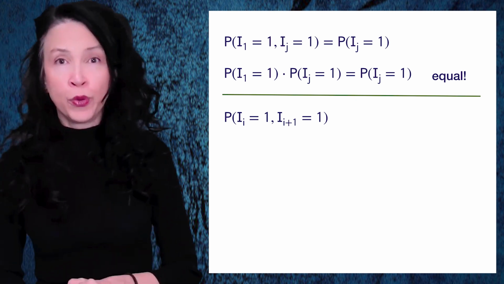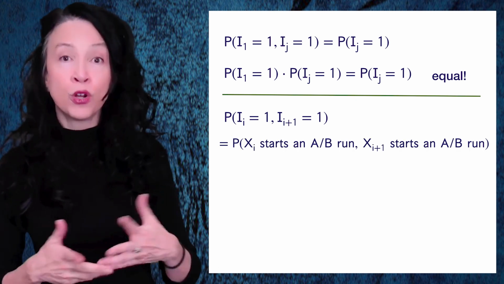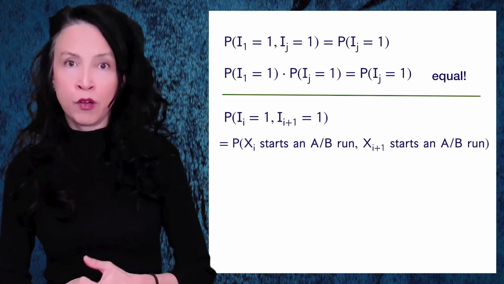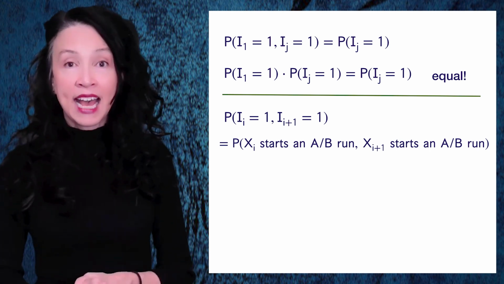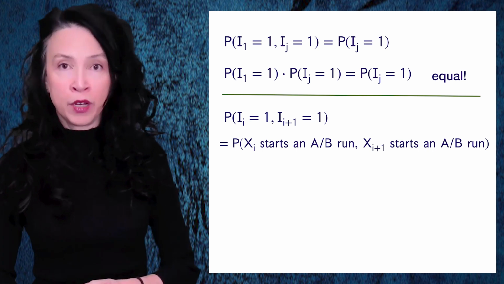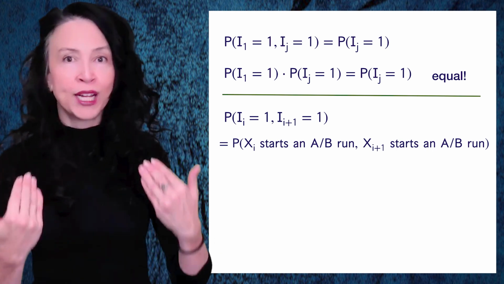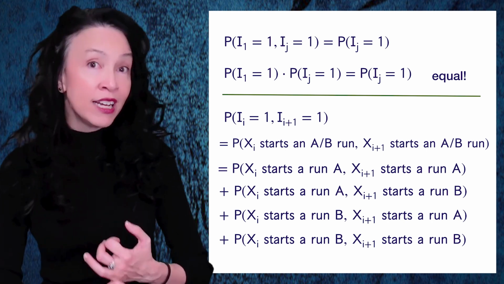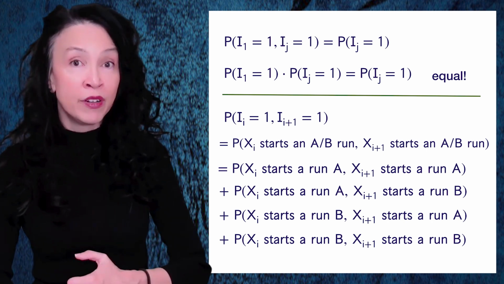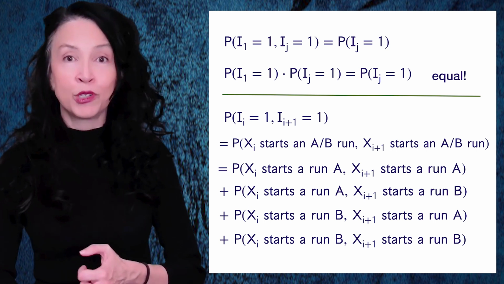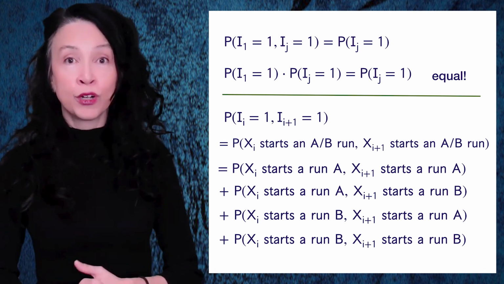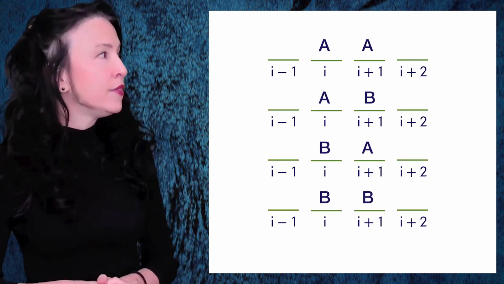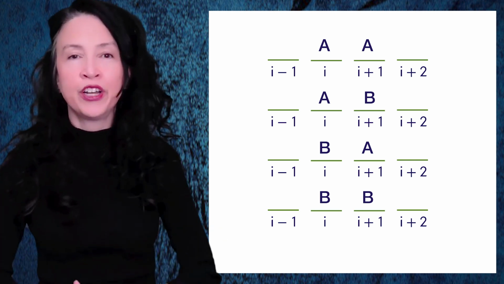So if these are both 1, that means that x sub i starts a run. This a/b means above or below run, and x sub i plus 1 starts an above or below run. We have 4 cases to break this into. They are disjoint. So x sub i can start an above run, and x sub i plus 1 can start an above run. Now, maybe you already see what's wrong with that one, but writing out these 4 cases, this is what we get. And then this is just a depiction of these 4 cases.